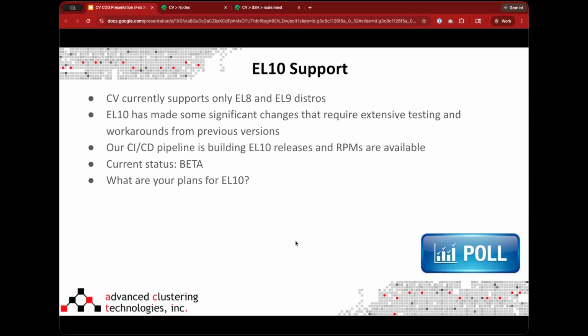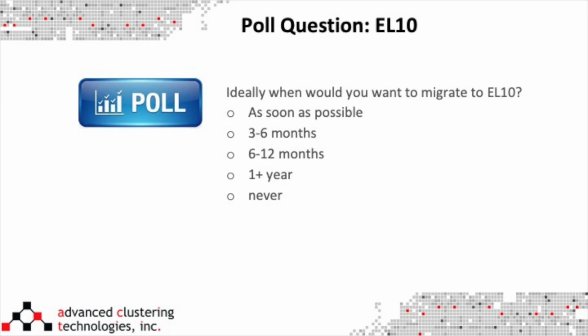The good news is that our CI/CD pipeline is already building EL10 releases and has been for a while, and the RPMs are available. It's currently what we would call beta though. So I guess our first poll question is going to be, what is your plan for EL10? I'm going to go ahead and launch this poll now, and give everyone a couple minutes here to answer.